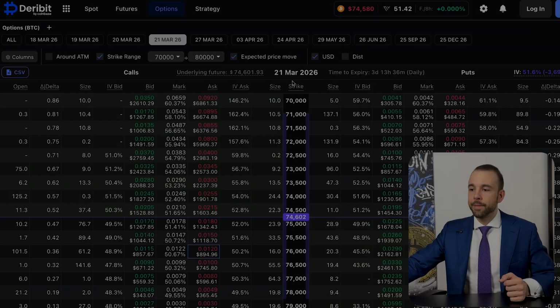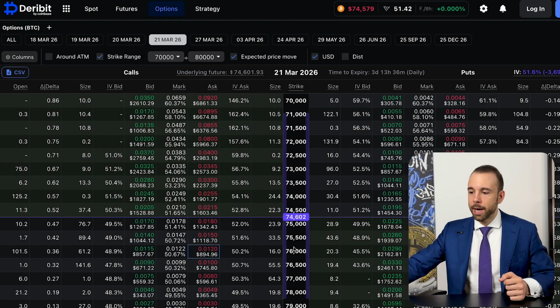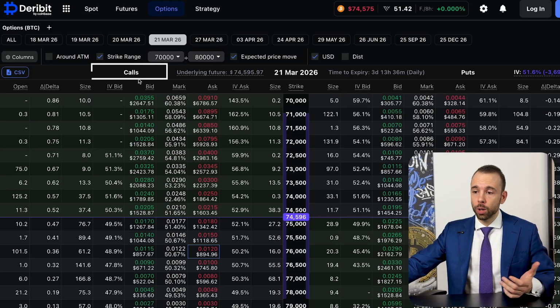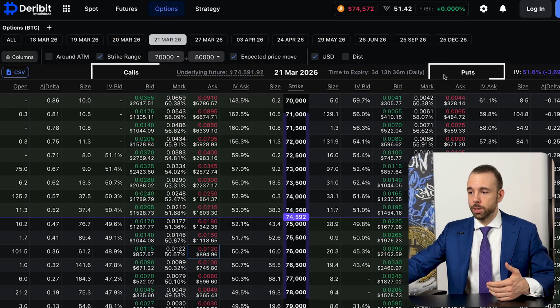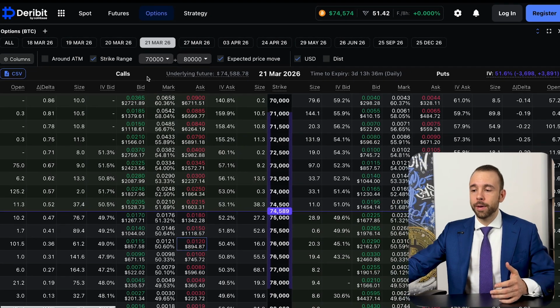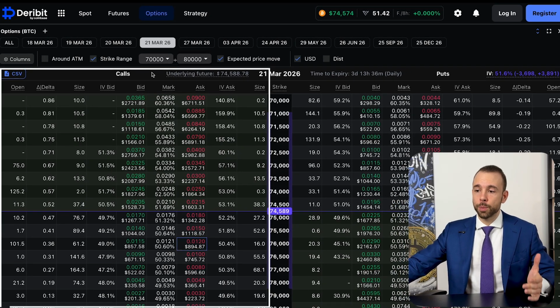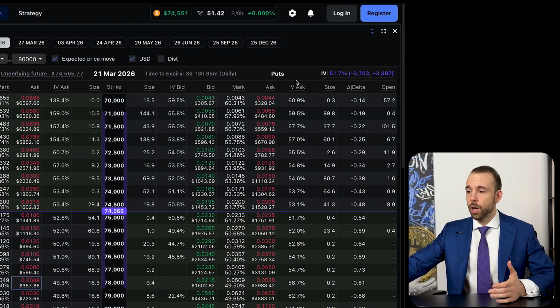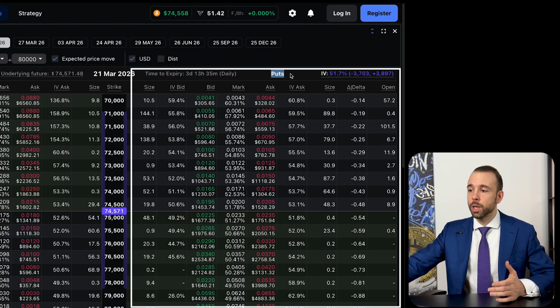And now let's come back to the option chain. After we selected all the strike prices that we would like to see, we can take a look at the call options and the put options. All the call options you can find on the left side of the option chain. On the right side of the option chain, you can find all the put options.